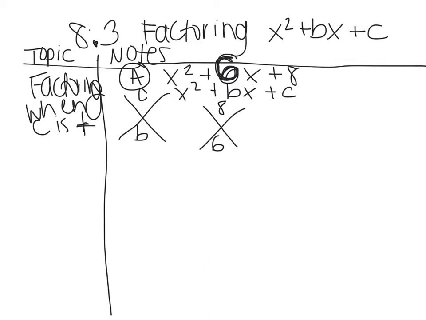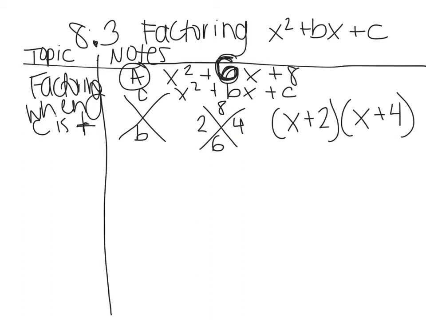All right, so I have to think of two numbers. When they're multiplied, they are 8, and when they're added, they are 6. So I have 2 and 4. 2 times 4 is 8. 2 plus 4 is 6. So my factored form would be x plus 2 and x plus 4.